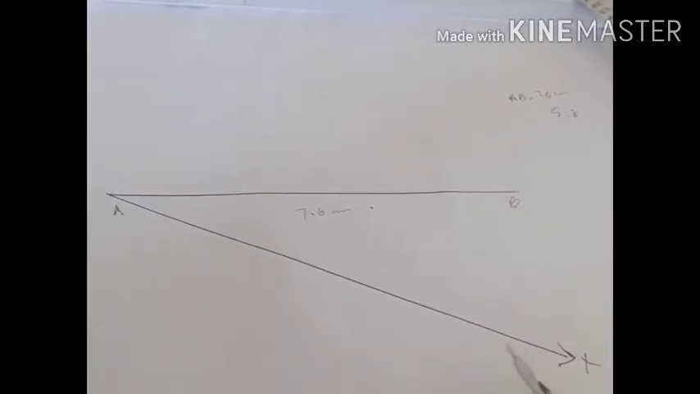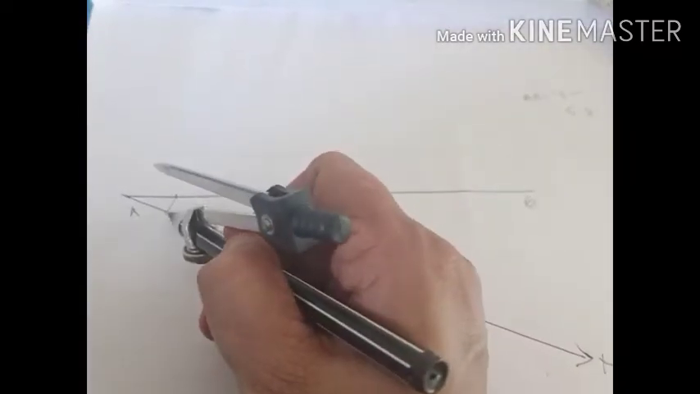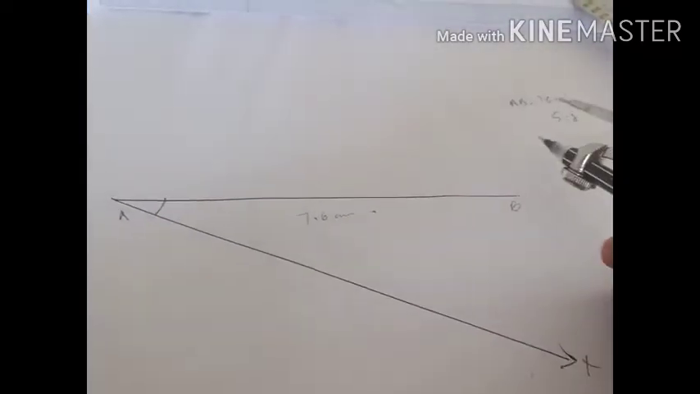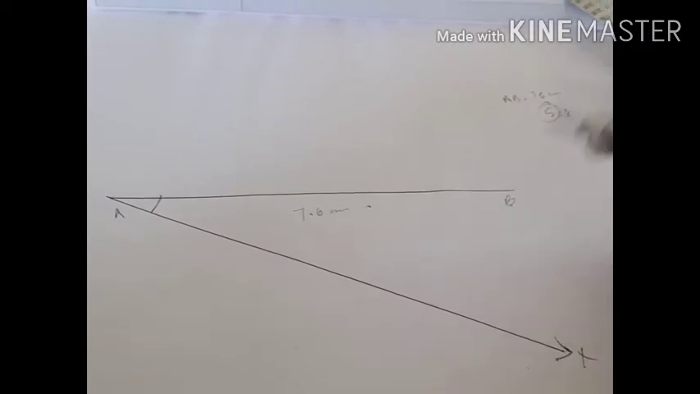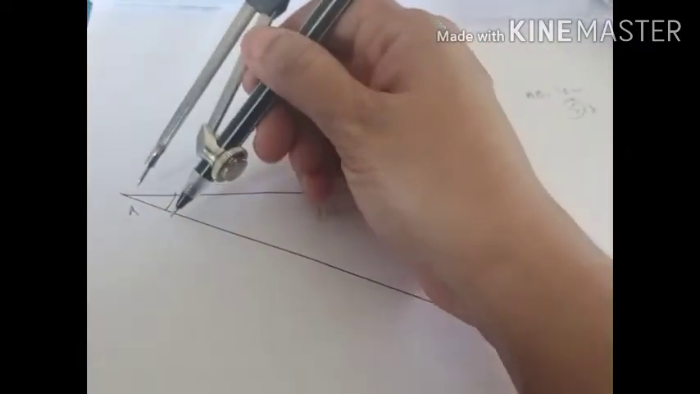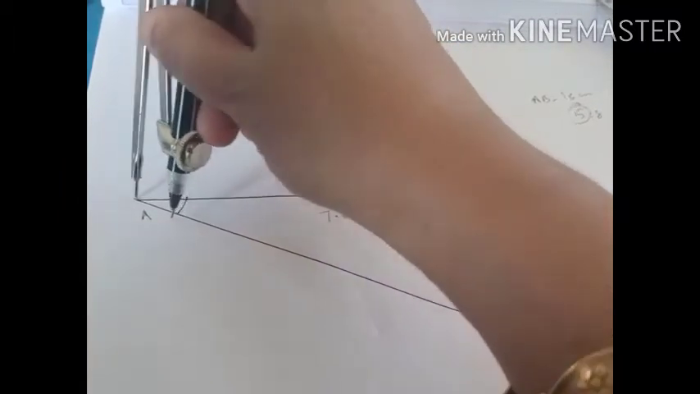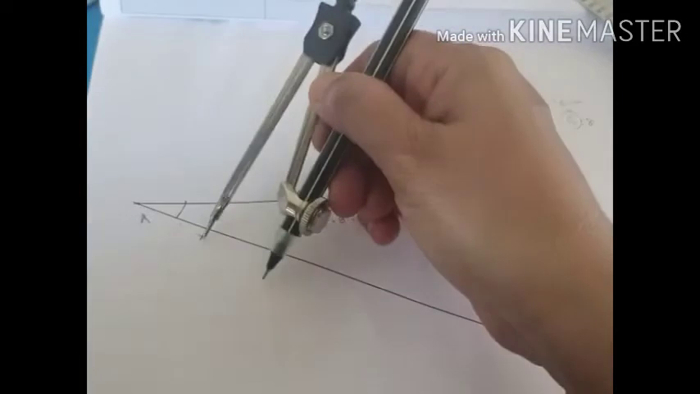Ray AX, it is an acute angle. We didn't take the measure and all. Next we have to take the first number in the ratio, it is 5. So we have to take 5 equal parts. Mark 5 equal parts on this ray AX. Any measure we can take.